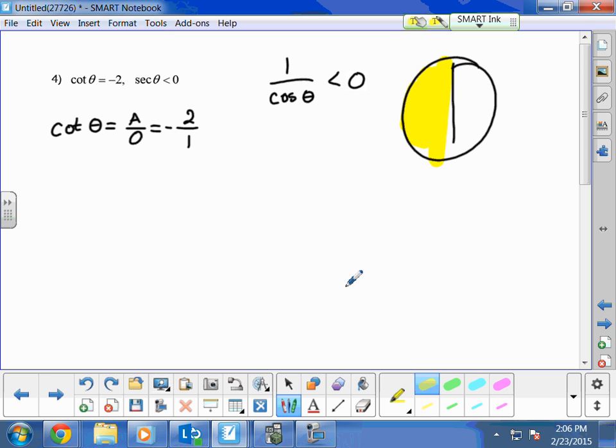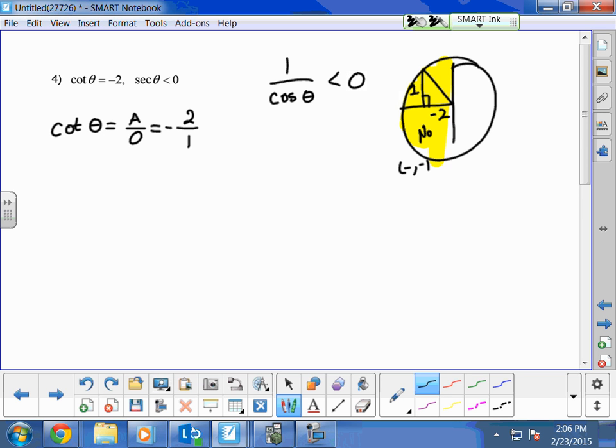Now, since I'm given that one of the sides is positive, to make this work, it has to be this top one. Why? Because when you draw the central angle, if it's over here, it can't work, because they can't both be negative. Remember, this quadrant is negative, negative. One of these needs to be positive, which we know is the opposite. So this is going to be 1, this is going to be negative 2.